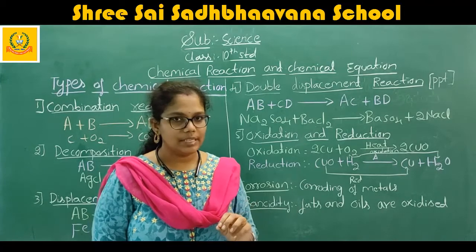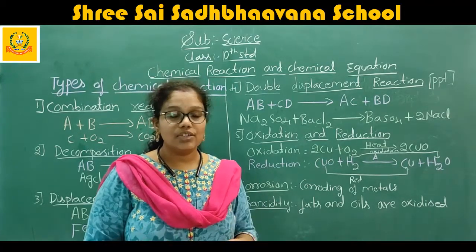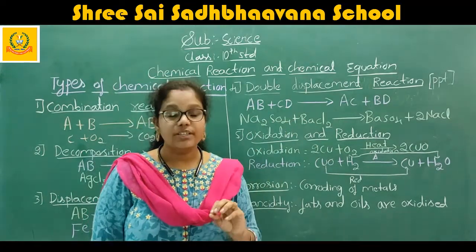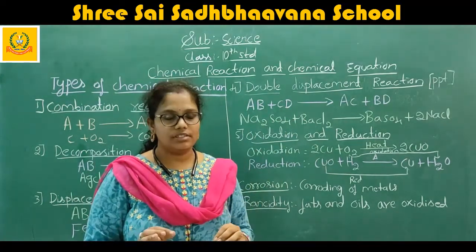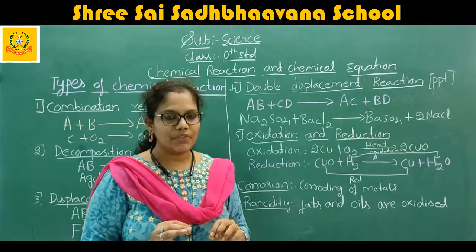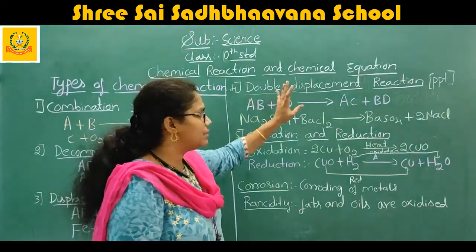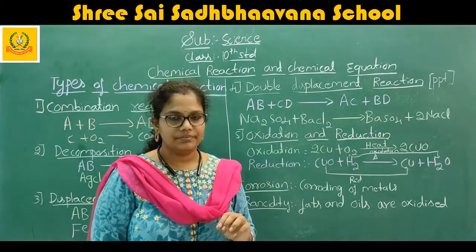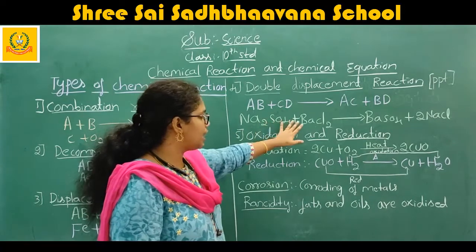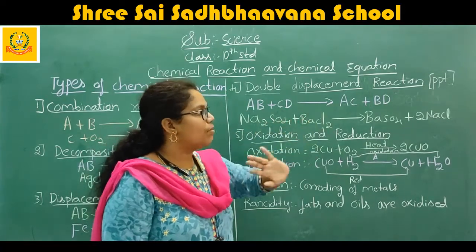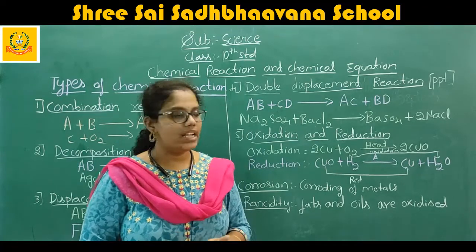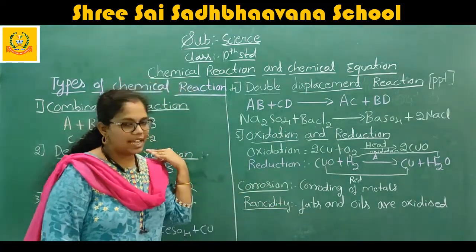First of all, what is a double displacement reaction? The reaction in which the two reactants replace each other to give new products. This type of reaction is known as a double displacement reaction. And this is the example: when sodium sulfate is reacted with barium chloride, it forms barium sulfate plus sodium chloride.